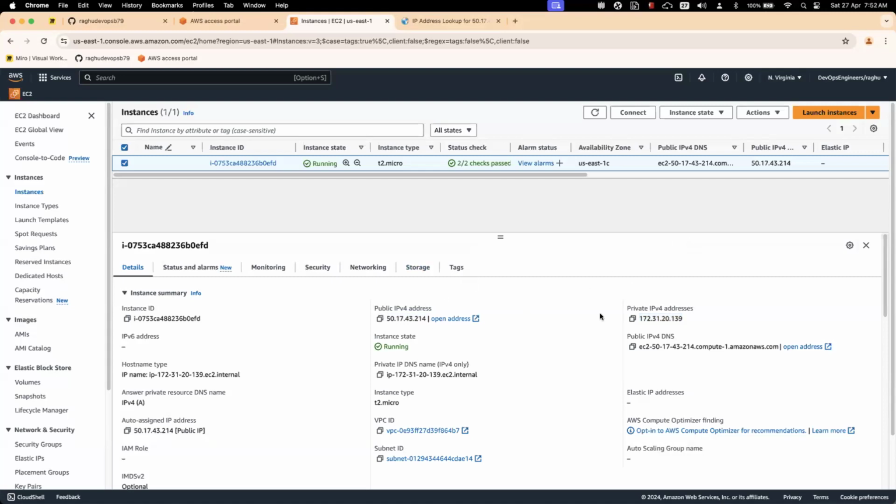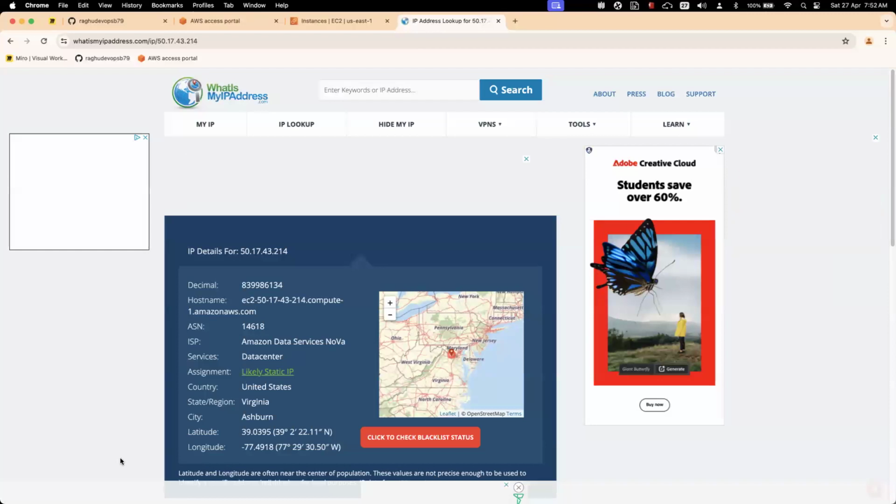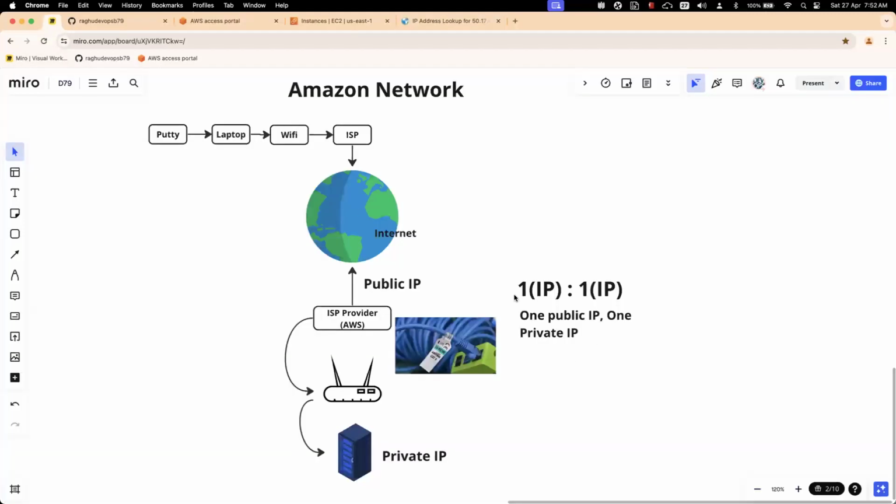So this is the public IP, and this is the private IP. They're doing a mapping. They're literally giving an internet connection. Now you start a server, they give you an internet connection. You stop the server, they'll take away that internet connection. That's it. This is how we are dealing with the network, and that's where the public IP and the private IP come in.